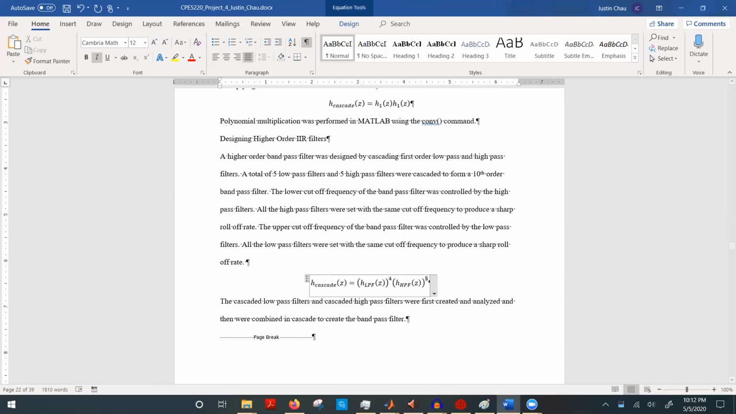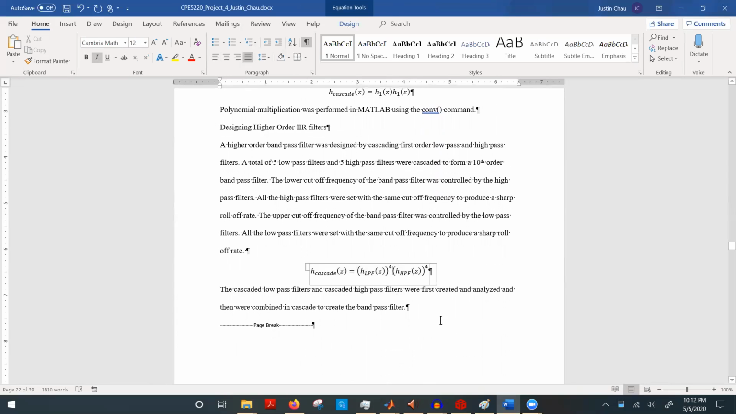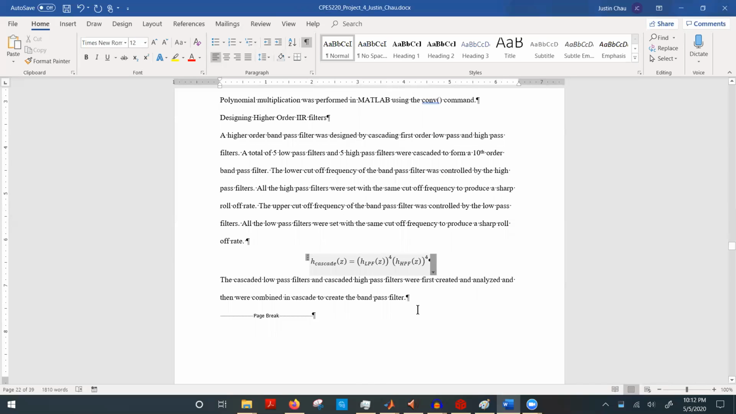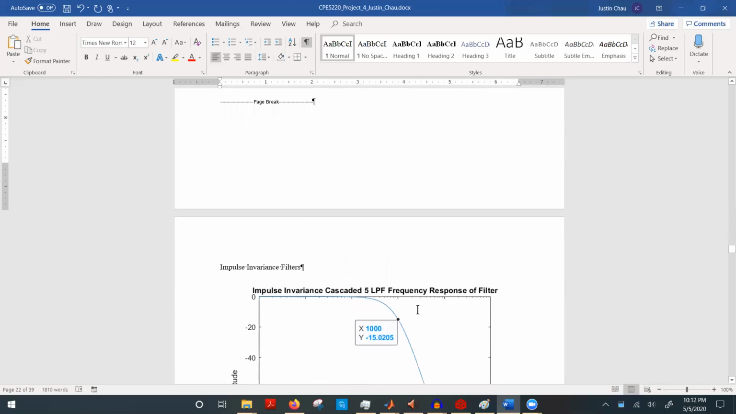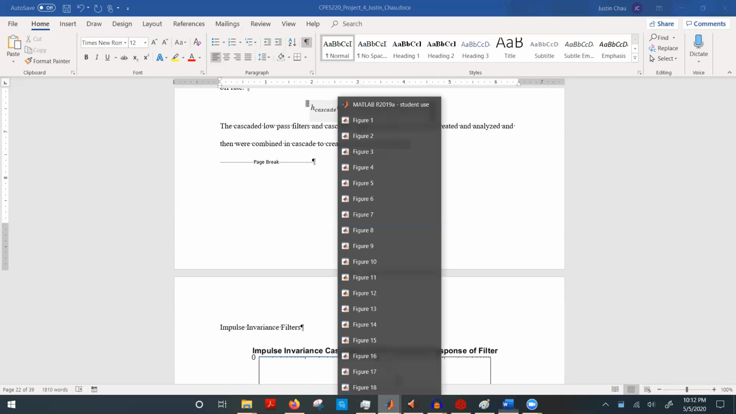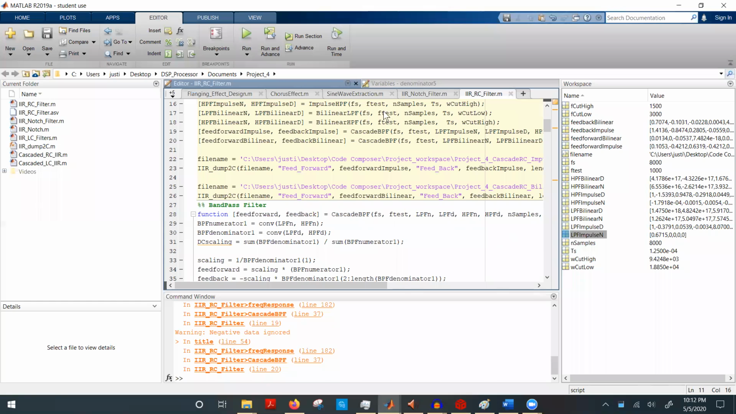As you can see here, I take the first order low pass filter and multiply it by itself 4 times using the convolution. I did the same thing with the high pass filter. Then I multiply these 2 quantities together using the convolution. By using the convolution command in MATLAB, I don't have to write out all the multiplication because MATLAB will take care of it for me. So with that in mind, let's talk about MATLAB real quick.